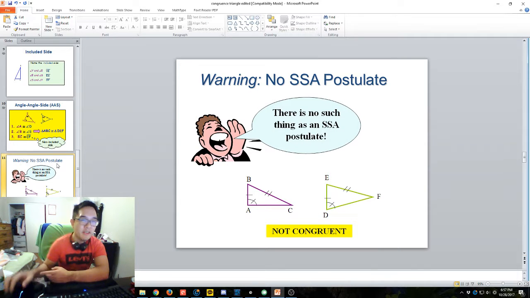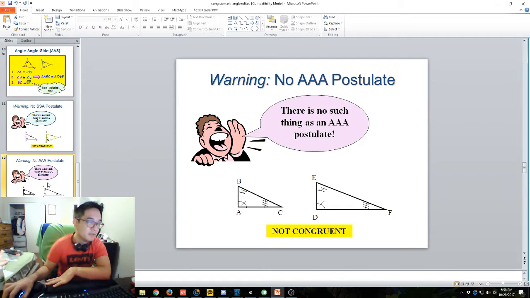However, in geometry, you cannot use three pieces of information given as SSA, which is side side angle. So anytime you're given, for example this one, side side angle, it does not prove that they're congruent. And some students like to call it, if you say SSA backwards, it's ASS. There is no ASS in geometry. Also, there is no AAA, triple A.